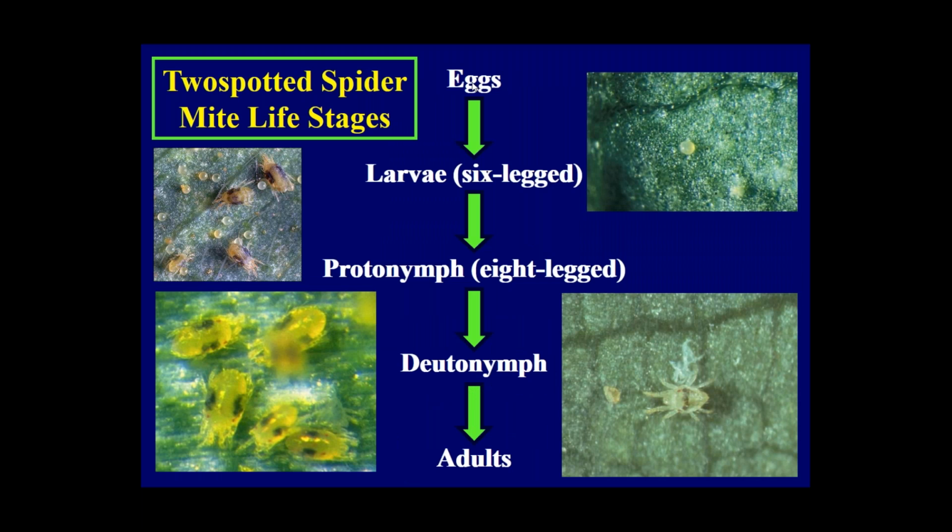So the eggs are laid. The larvae are six-legged, and then there are two nymphal stages, and they become adults. And again, when the temperatures exceed 80 degrees Fahrenheit, this life cycle can occur in 7 to 10 days. That's why it's really critical to manage spider mites before they get out of hand.